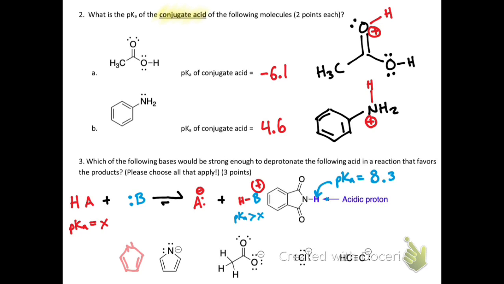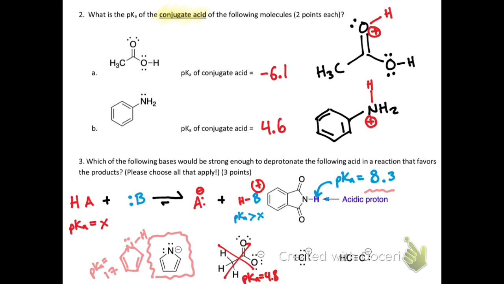So, for example, for this first one, the conjugate acid looks like this, and this has a pKa equal to 17. Now we compare that to this 8.3. Is it greater than 8.3? Well, yes. Yes, it is. So, this base will be strong enough to deprotonate that acid. If we go through and look at the other ones, the pKa of this conjugate acid is equal to 4.8. Not greater than 8.3, not going to get the job done.